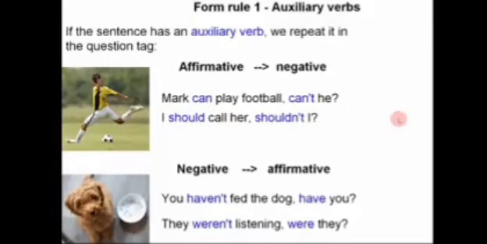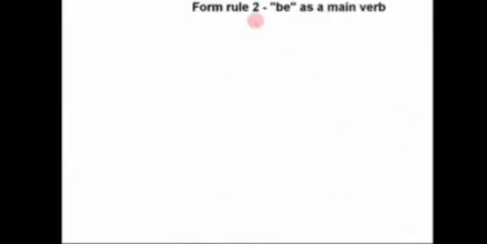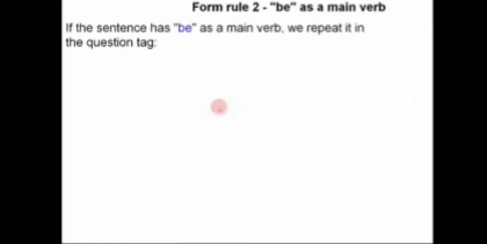Rule 2. When be is used as a main verb in a sentence, what does the question tag look like? If the sentence has be as a main verb, it should be repeated in the question tag.